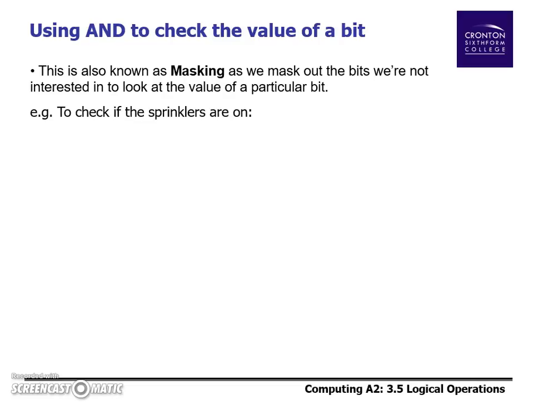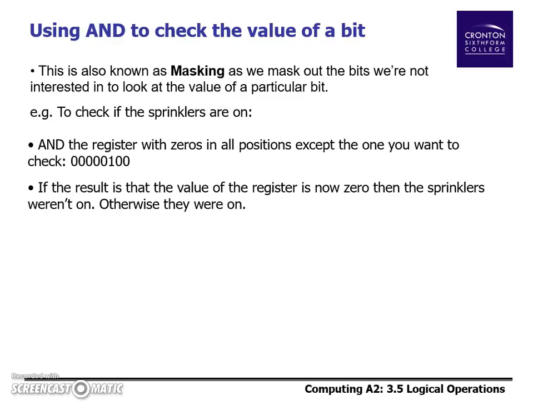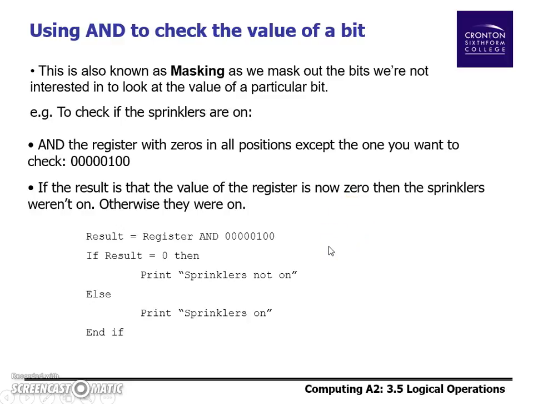Okay, you can also use AND to check the value of a bit, and this is known as masking. We mask out the bits we're not interested in to look at the particular bit that's important. So if we wanted to check the sprinklers were on, we would AND the register with zeros in all positions except the one you wanted to check. If the result is that the value of the register is now 0, then the sprinklers weren't on. Otherwise, they were on.